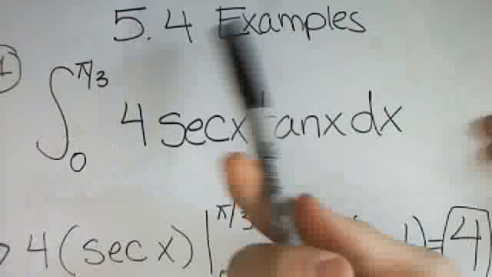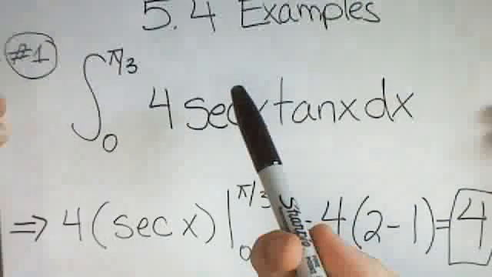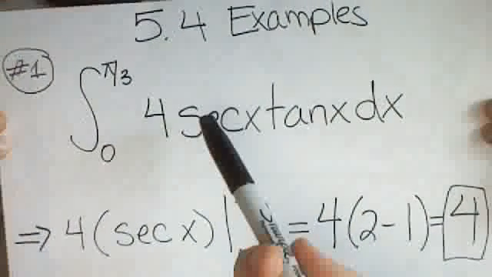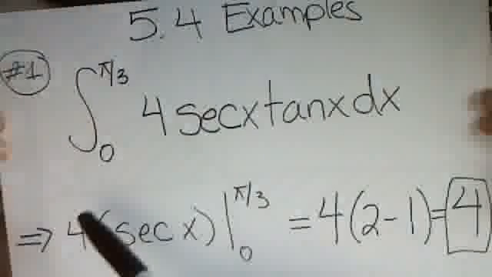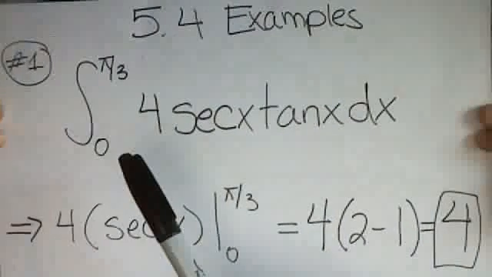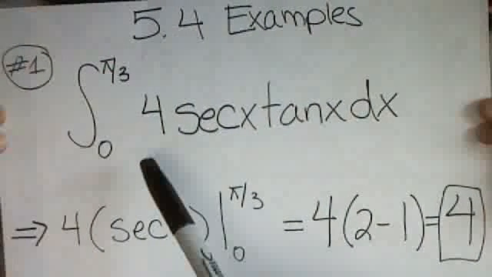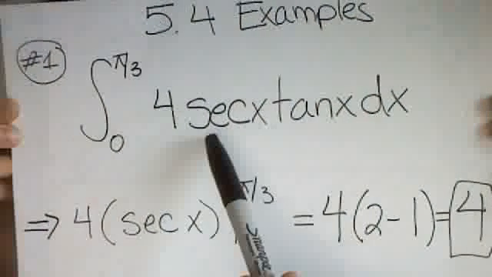This is section 5.4, and this is dealing with the fundamental theorem of calculus. To start off, we have an integration problem with the boundaries of 0 to pi over 3 over the function 4 secant of x tangent x.